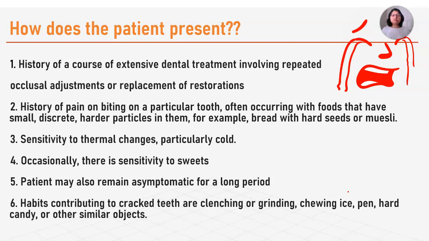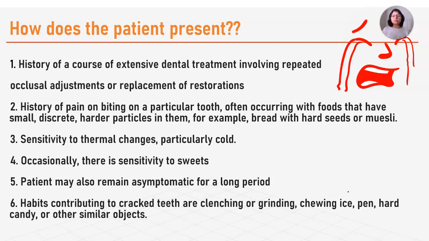And habits contribute to cracked teeth. So you should always ask the patient, are you a clencher? Do you grind? Do you chew on ice a lot? In the age group of maybe 18, anyone can be very picky, and they are all chewing on ice. It's a very common thing that I've seen in my patients. But clenching, chewing on ice, you should always gather that history.